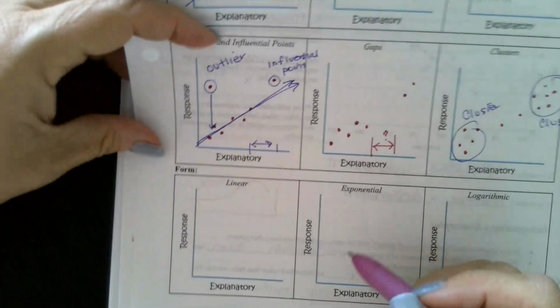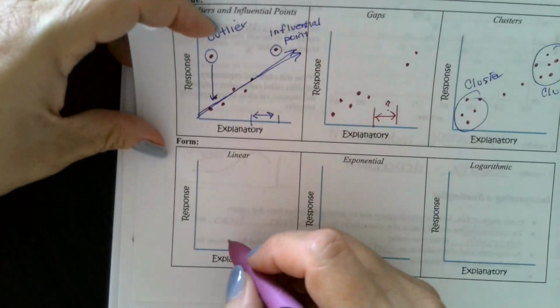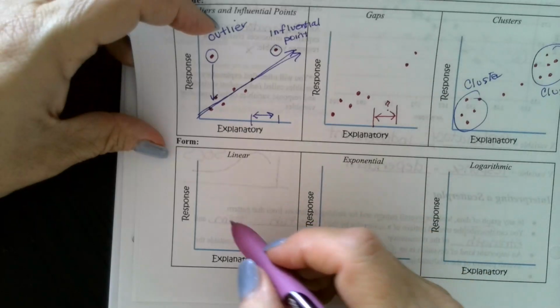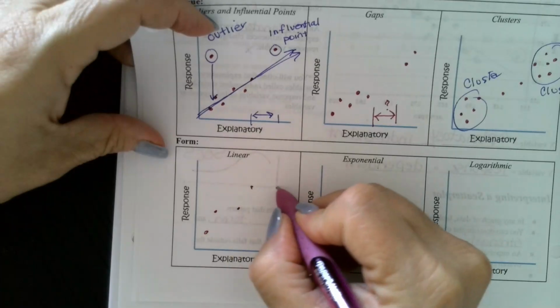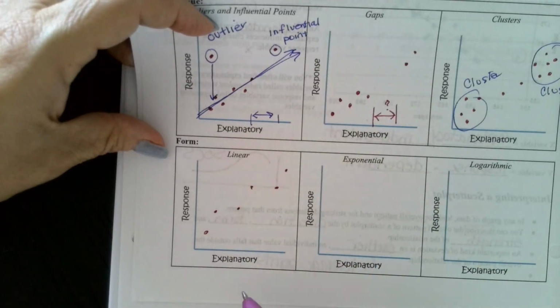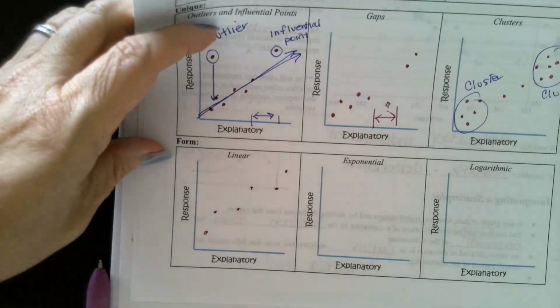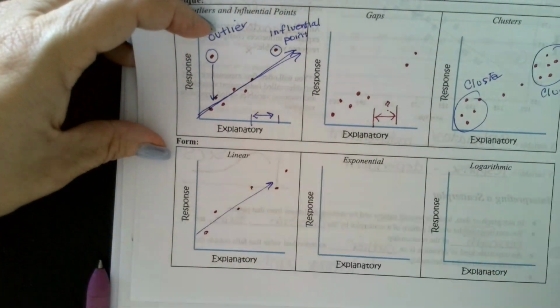So if we have a linear graph, it's going to look like a line. It doesn't matter if it goes up or down, and it does not have to be perfect, but we have something here where we can see that if I was to draw a line through this pattern, it's going to look like a line.